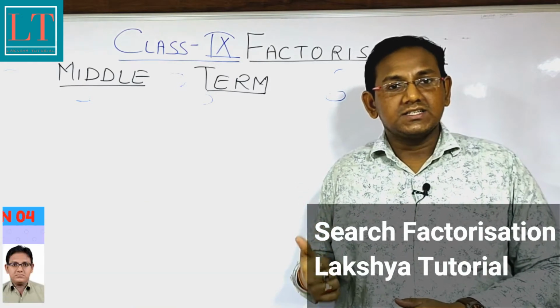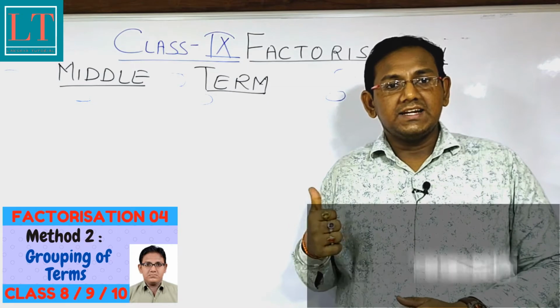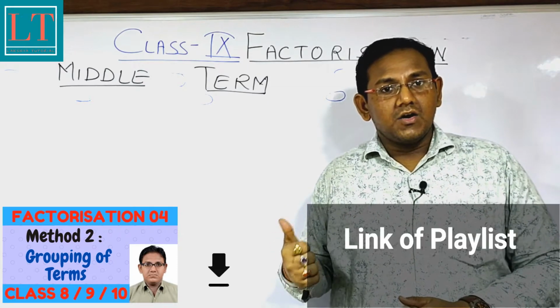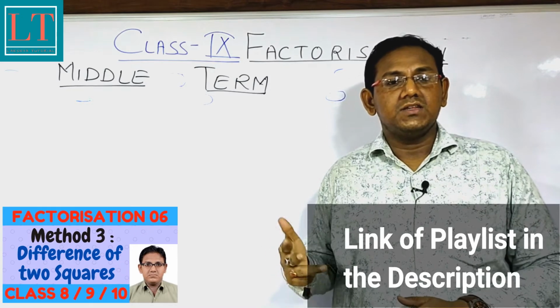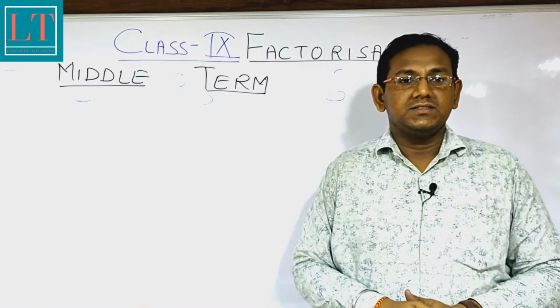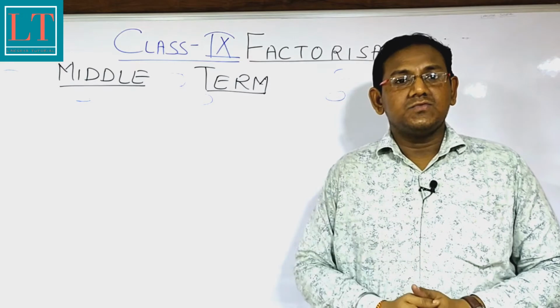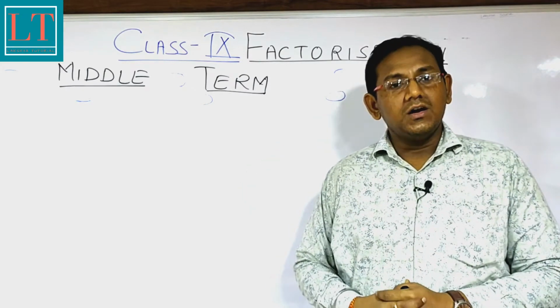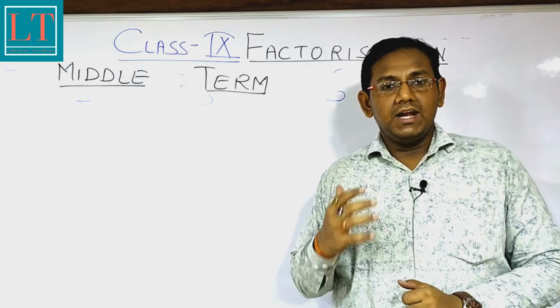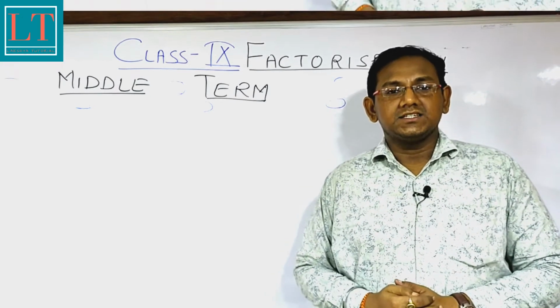Namely, we have already discussed all four methods. That is, first one, the common term; second one, the grouping method; third one, the difference of squares; and the fourth one is middle term factorization. We are still discussing the fourth one, and we are here to discuss a few more questions on middle term factorization. Now let us quickly start with the lecture.